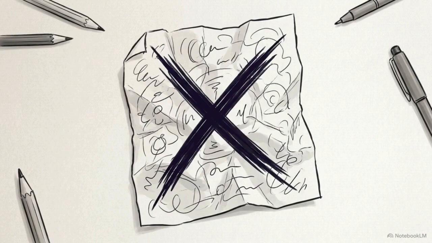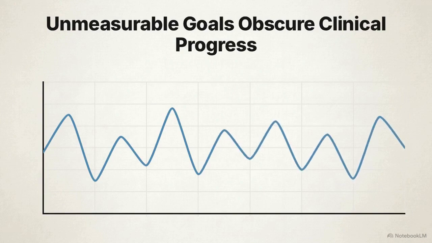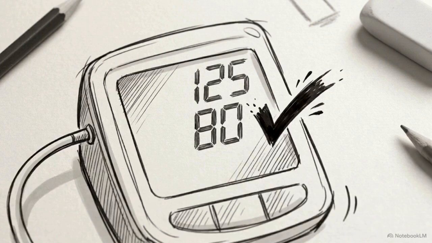The most common failure point in care planning is writing vague goals like "the patient will get better." Without strict deadlines or specific metrics, progress is impossible to track. Writing rigid SMART goals provides an objective standard. It is the only way a nurse can definitively determine whether their interventions are actually succeeding.